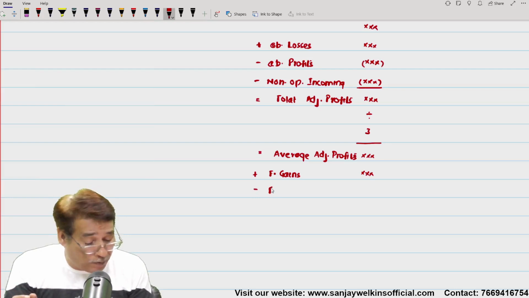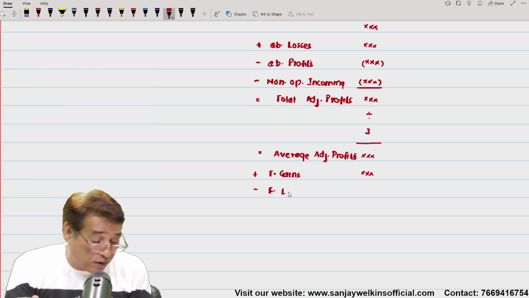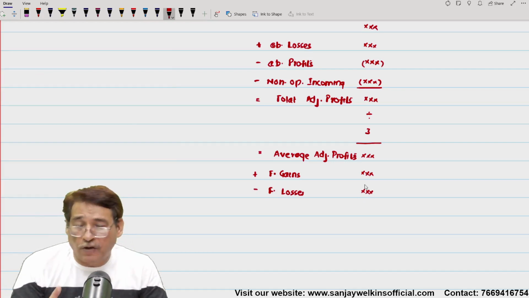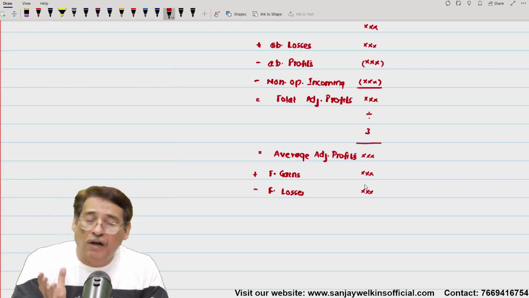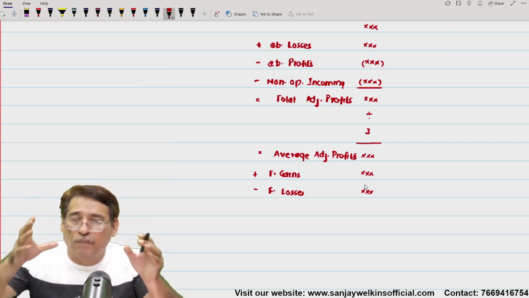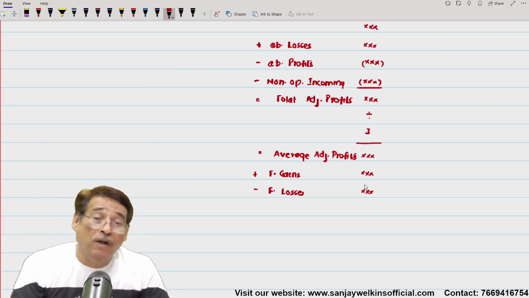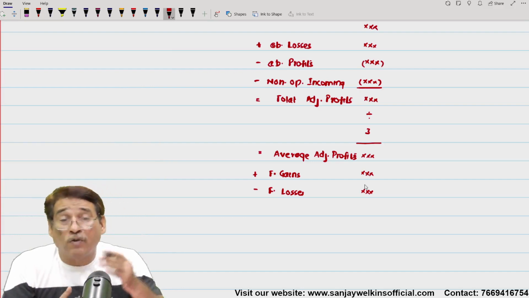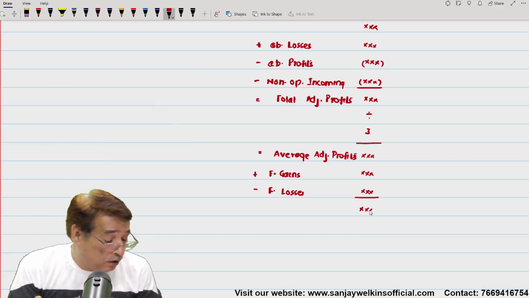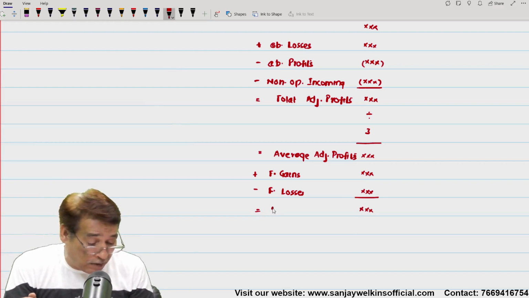Similarly, if there will be any future losses, for example, the new partner who is a technical expert, as I told you, may demand that some new computers, some high-profile machinery, etc. must be established. So it will give rise to some future expenses. So in case there are some future expenses or losses, we will subtract the same. Then we will get the future maintainable profit.